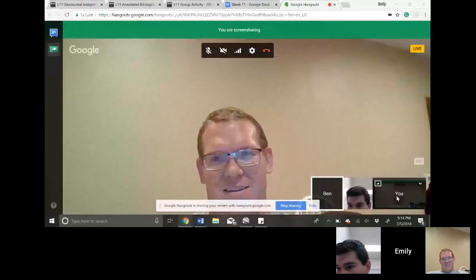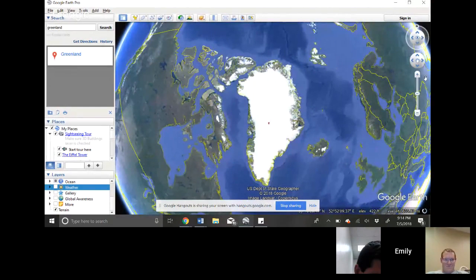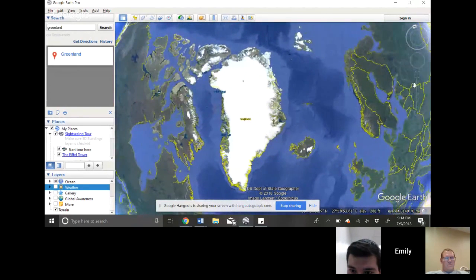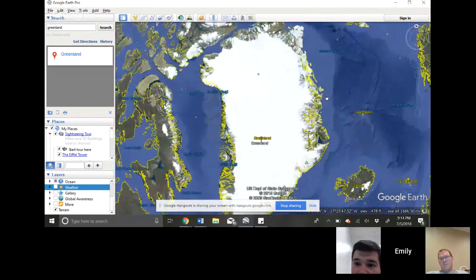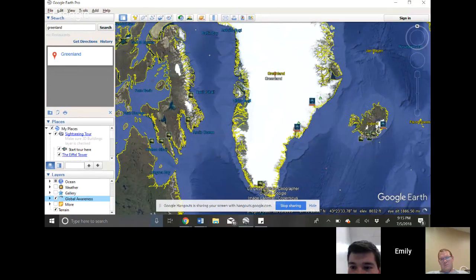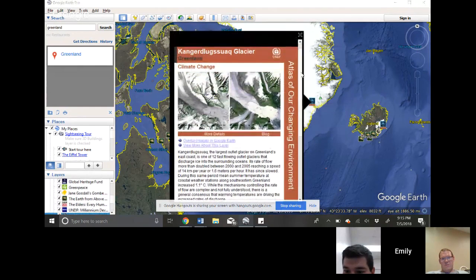Yeah. I'm willing to bet that in the winter, this is what Greenland looks like. Well, this is today. It's still pretty snowy. Oh, guys, you know what is really cool? If you go to the tab called Global Awareness under Layers and click on it, it's going to pop up a little icon by the Helheim Glacier, and it's going to give you really cool information.